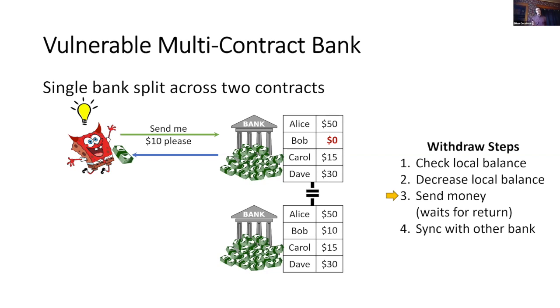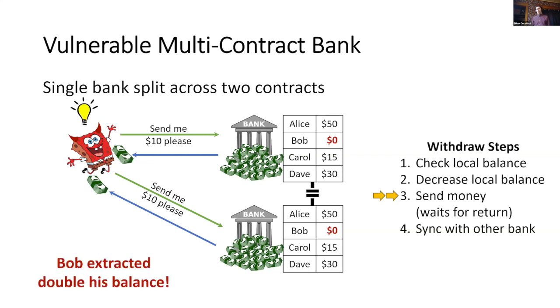And now he's going to send the same withdraw call to the second contract and say, please withdraw $10. And that contract is running exactly the same code, so it's going to execute exactly the same steps. It's going to check the local copy of its balance sheet, but we haven't synchronized from the first call yet. So the local copy still says Bob has $10. So it says, okay, sure, you can withdraw $10. It'll decrease that down to 0. It'll send Bob his $10. Bob just got $20 out of this bank application when he was only supposed to have 10.